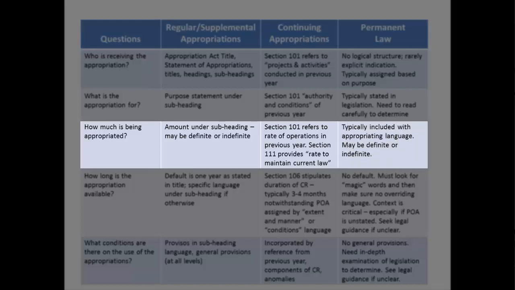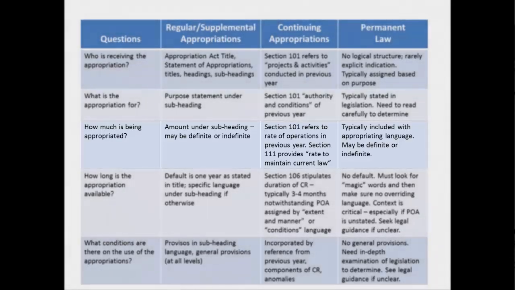In permanent law, amounts are typically included with the appropriating language. In some cases, just as with annual Appropriations Acts, the amount might be indefinite. Such amounts are identified by such sums as may be necessary language.